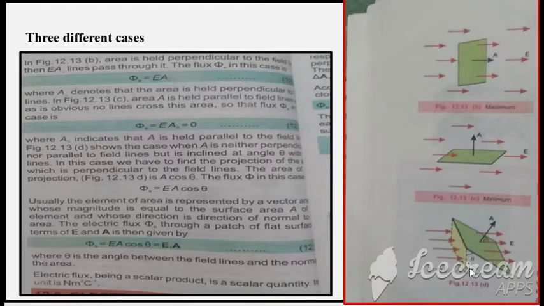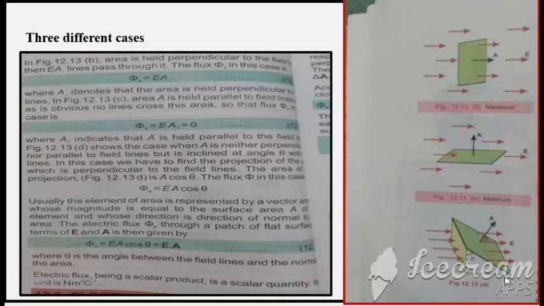Projection of the area should be such that we must locate the area which is perpendicular to the field lines. The area of the projection is A cos theta. Suppose this one is the vector area. This is the vector area.